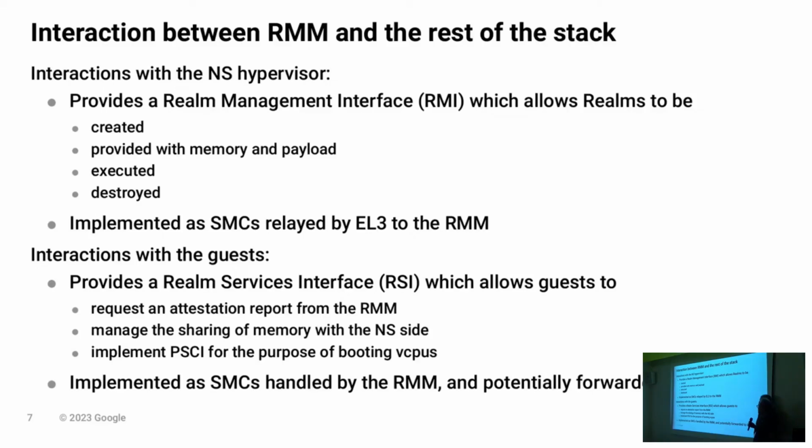For the guests, it's fairly similar. You get the Realm Service Interface, RSI, which is a bad acronym, which allows guests to get an attestation report, as we've heard before. It's quite important. It also manages the sharing of memory on the non-secure side. If you want to share some memory back, you would use one of these services. And also details like allowing booting virtual CPUs. We use PSCI for that. And again, this is another set of secure calls, or maybe HVCs actually, handled by the RMM and potentially forwarded all the way back to the non-secure hypervisor.